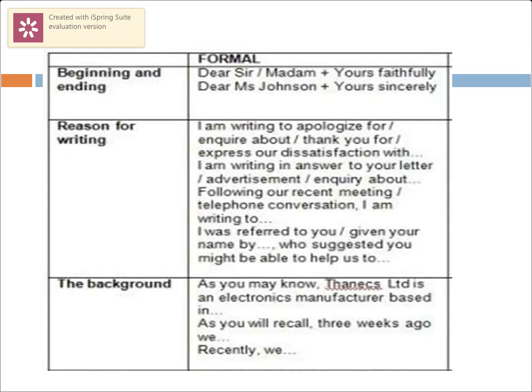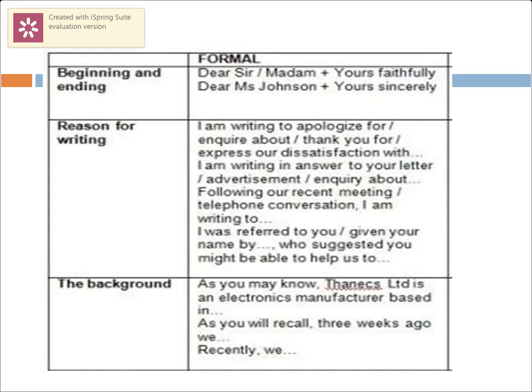Now, in any formal letter, the opening paragraph should contain the reasons for writing. So we can use phrases like I'm writing in answer to your letter, or I'm writing to inquire about, I'm writing to thank you for, or I'm writing to express dissatisfaction with, or I'm writing following a recent telephone conversation, or you can use I'm writing to, and so on.